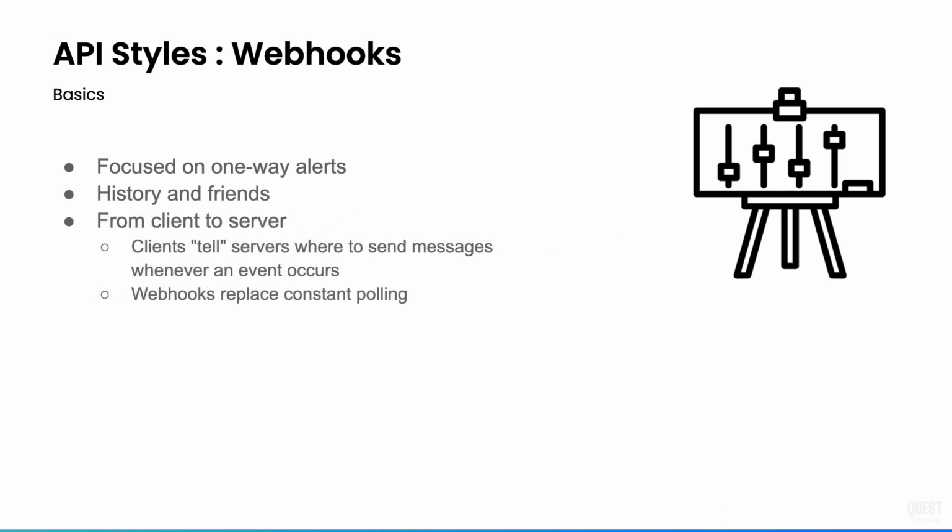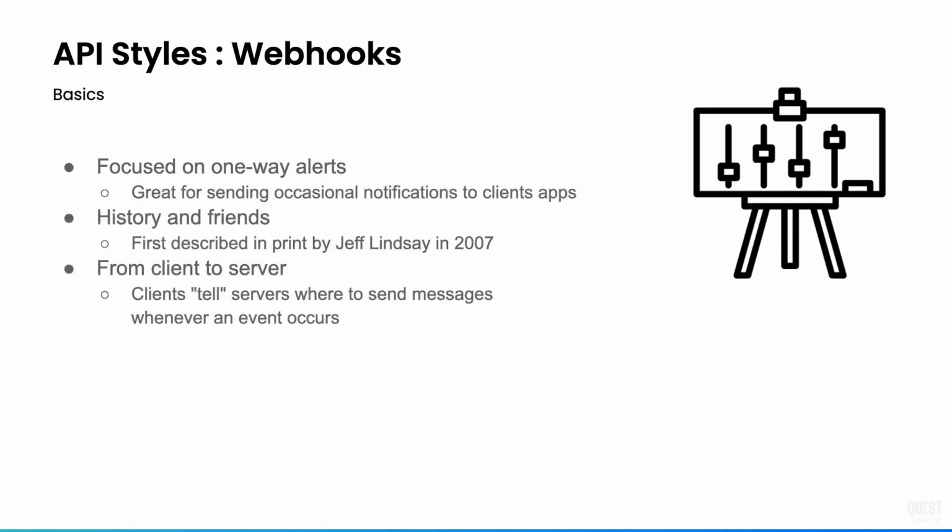So a client tells servers where to send messages. And that's basically what the hook is. The hook is, here's a URL, send me messages here whenever an event occurs. And then webhooks actually replace the need for constant polling by clients. So clients don't have to keep saying, do you have something, do you have something, do you have something? They just simply say, hey, when you get something, let me know. So webhooks are great for sending occasional notifications to clients. They were first described in 2007, and they basically are the process of telling servers where to send messages when an event occurs.